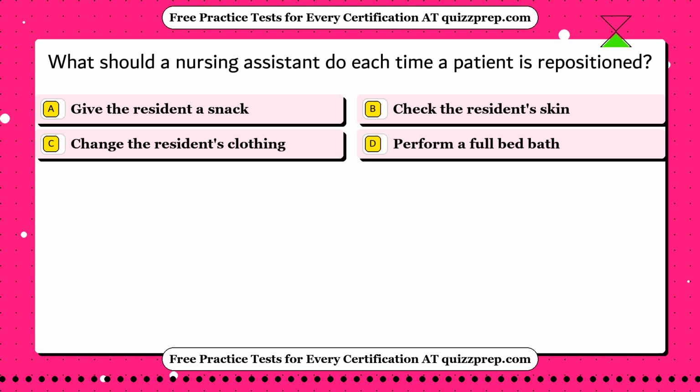Question 42. What should a nursing assistant do each time a patient is repositioned? Option A. Give the resident a snack. Option B. Check the resident's skin. Option C. Change the resident's clothing. Option D. Perform a full bed bath.